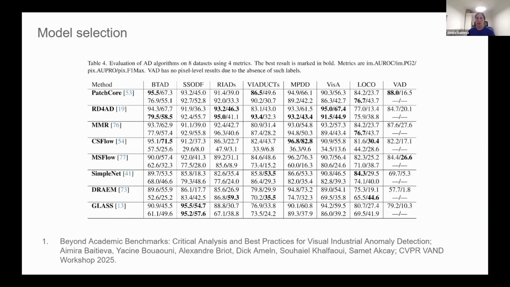PatchCore is better if you have larger defects, and you can increase input resolution to detect smaller ones. RD4AD can be a good choice for small defects, but with high resolution it might not catch bigger ones. And GLASS appears to be a good choice for rather simple defects, which can be generated using a texture dataset, like scratches or pollution.